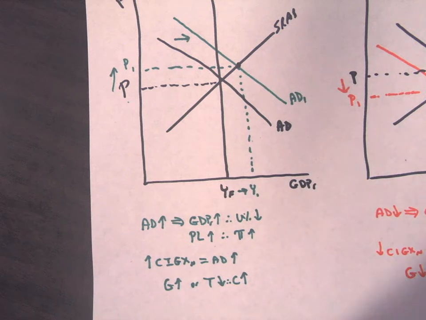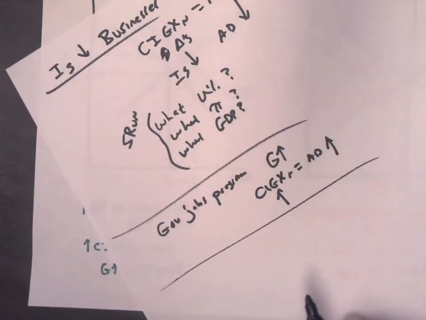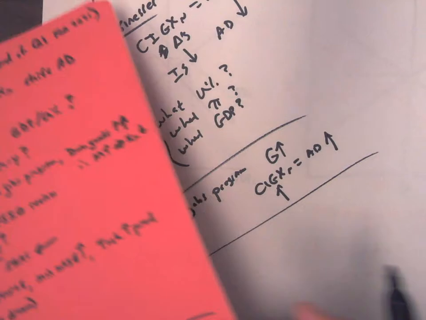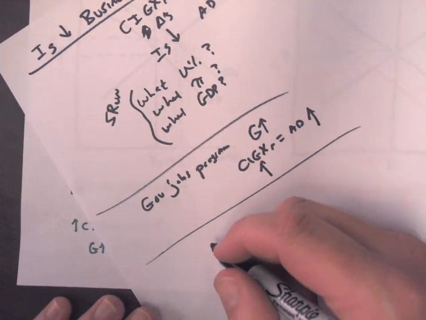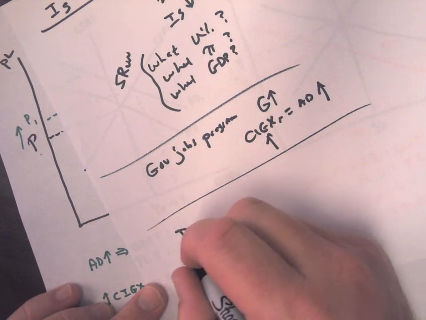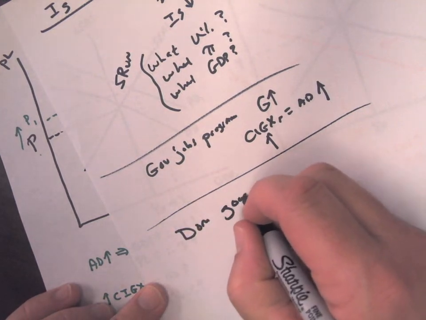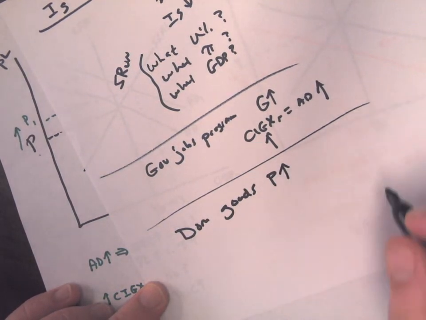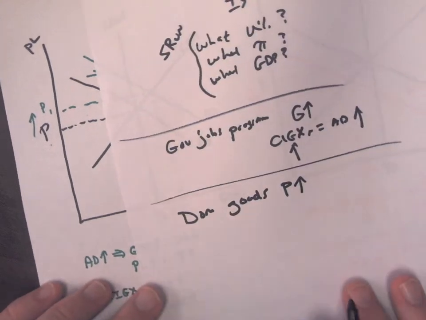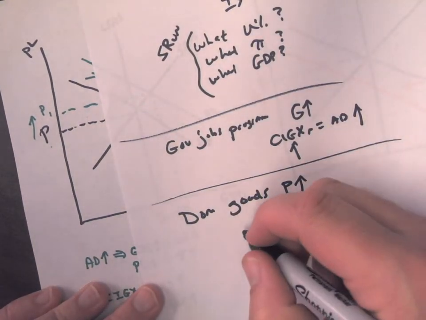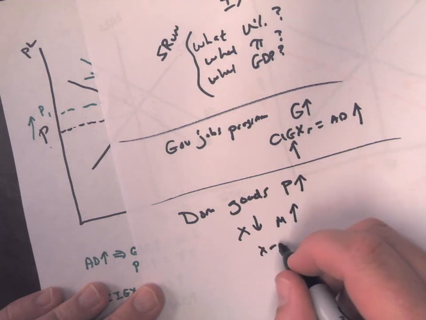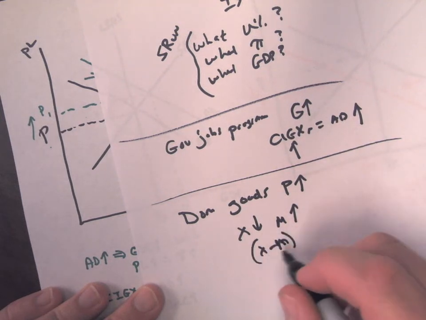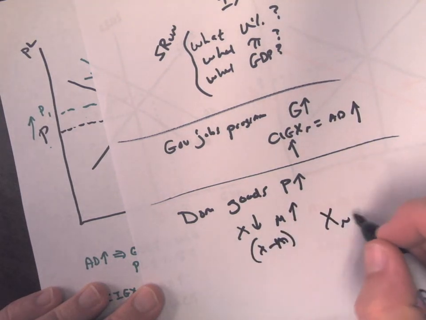Now our third situation is what happens if we have domestic goods prices increase. So that means things at home, our factories. So domestic goods price goes up. So if that happens, well, we're going to buy stuff from other countries, aren't we? So our exports would go down and our imports would go up. If our equation for net exports is X minus M, what happens to net exports?